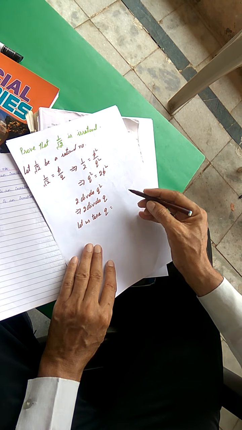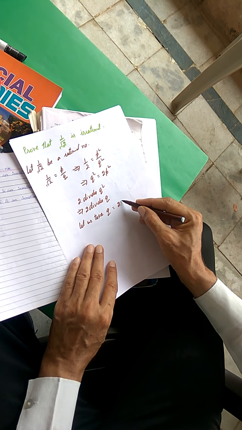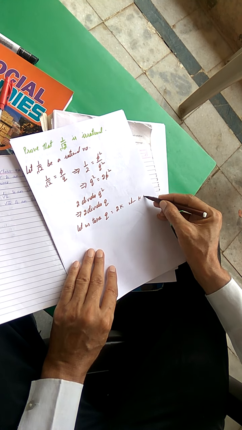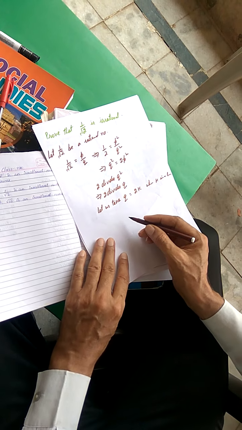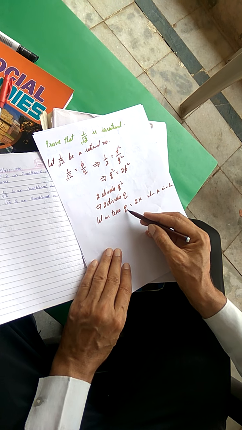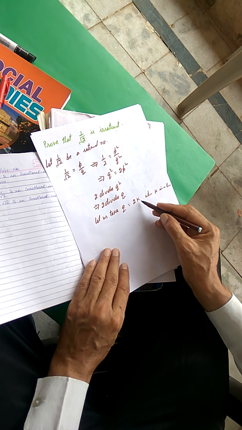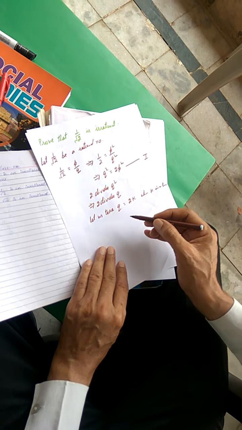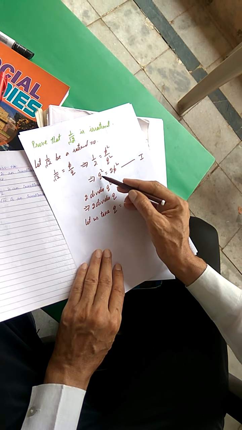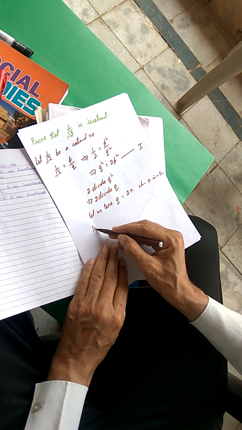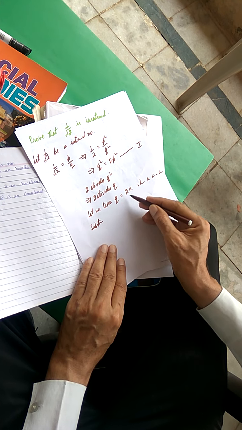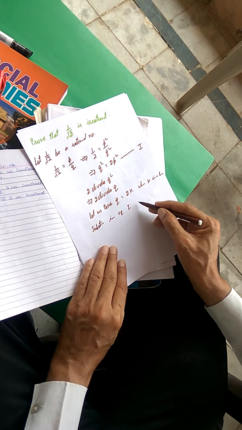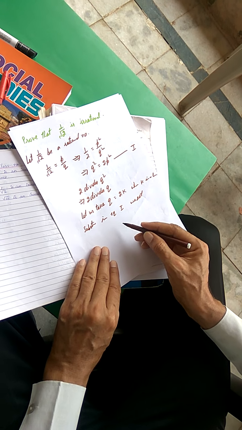q is equal to 2k, where k is an integer. Okay, we have taken q to be 2k. Let us substitute this value in equation number 1. See here, substituting this value here in equation 1, we get, what do we get?